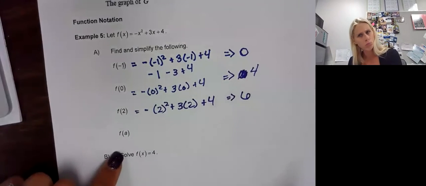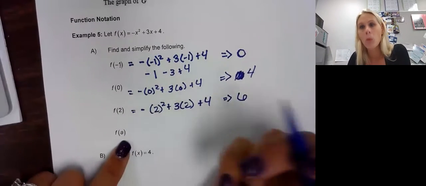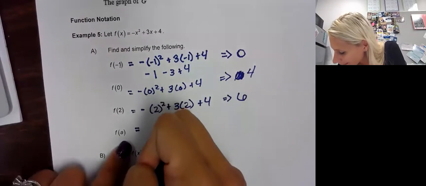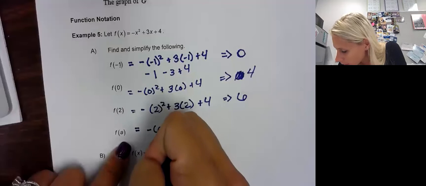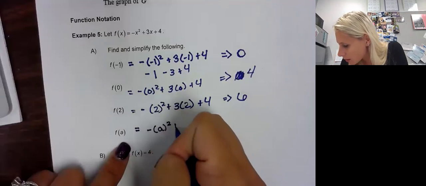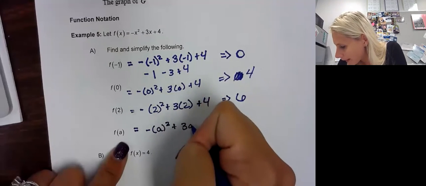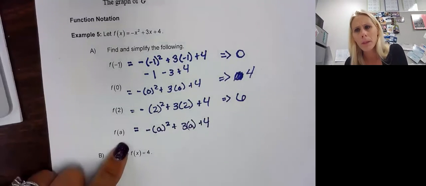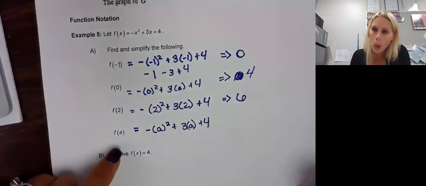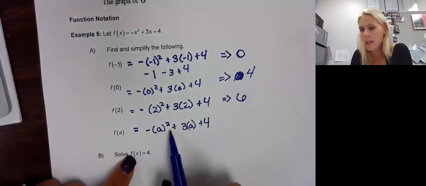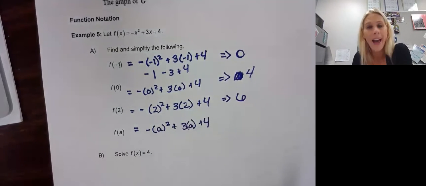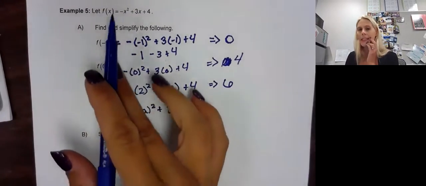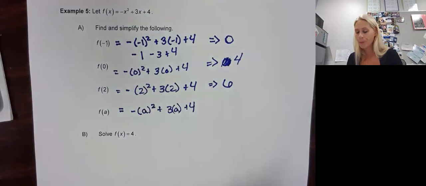All right, a. So remember, whatever's in here we're replacing, right? So I'm going to replace every x with an a. So negative a squared plus 3a plus 4. Now simplifying. Can we simplify anymore? We can't simplify anymore because we can't combine a squared and a. So that is our answer. All right, so that's when we're replacing the x with a value.